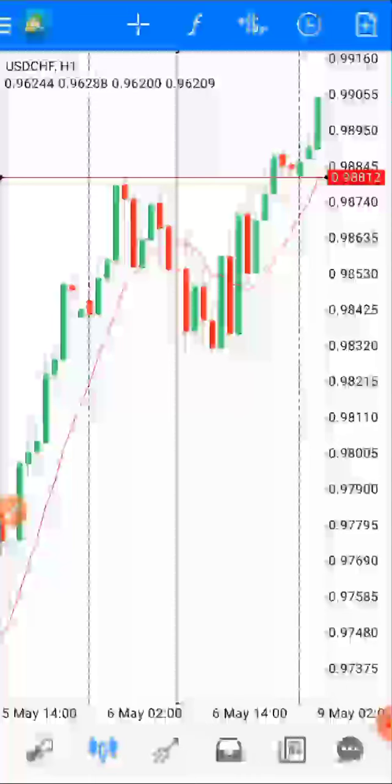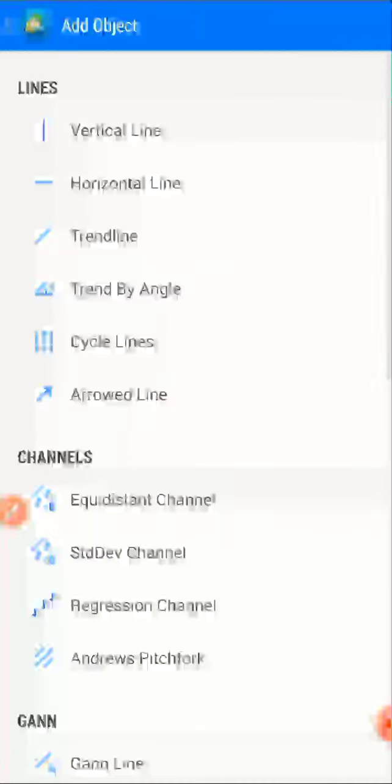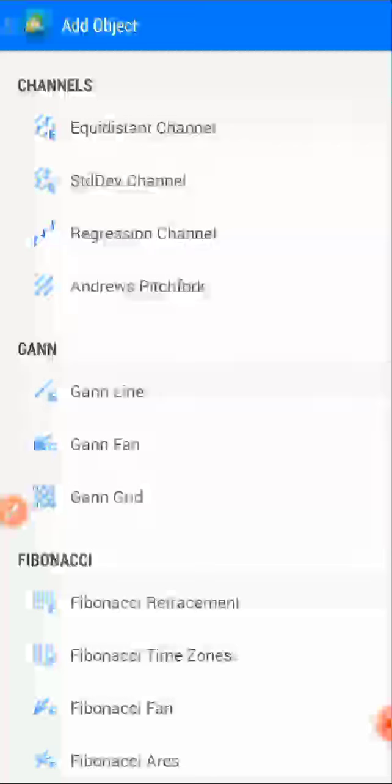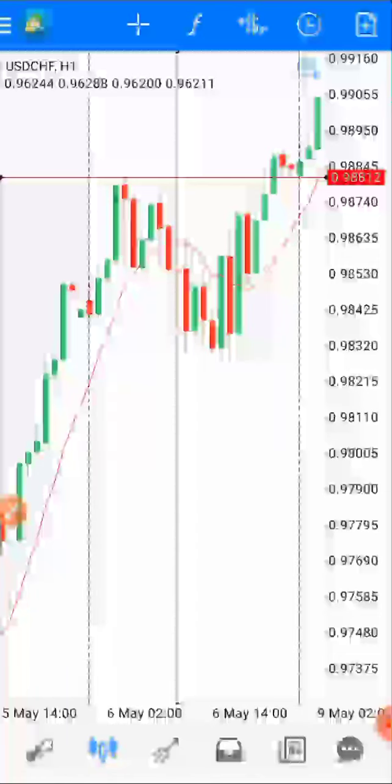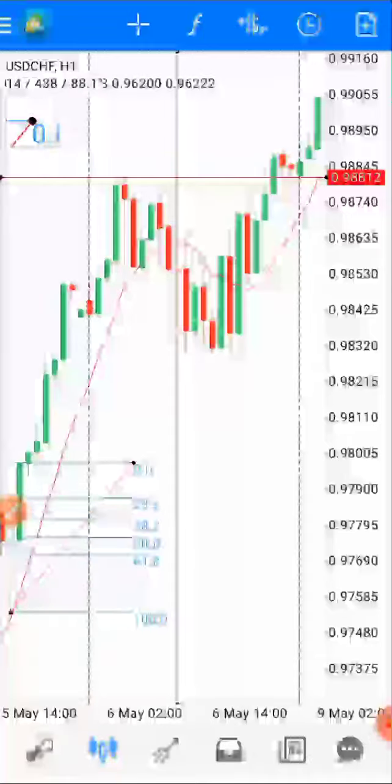So you can also add Fibonacci. Let us add Fibonacci. This is Fibonacci retracement. For instance, we want to draw Fibonacci retracement. We draw it like this, okay? From this low, you can see it here. Once you touch it on your chart, it goes there. So you move your hand.